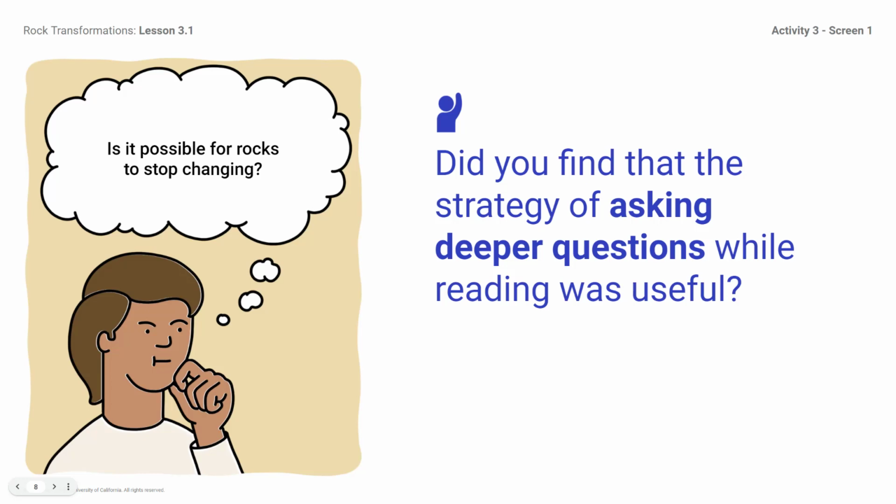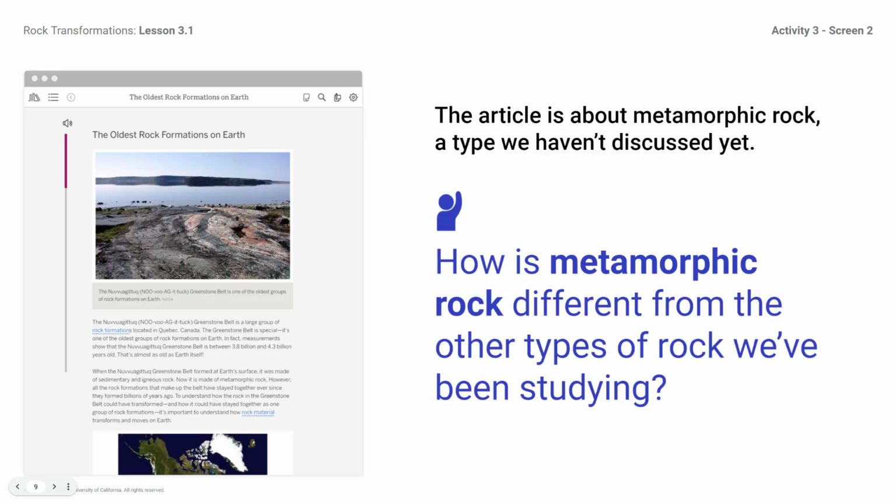Asking deeper questions can slow reading down and interfere with the flow of reading in some cases. But when reading difficult texts, such as science texts, it is often very important to employ this strategy. The article is about metamorphic rock, a type we haven't discussed yet. How is metamorphic rock different from the other types of rock we've been studying? You might respond, metamorphic rock is formed through a different process. It is transformed from igneous and sedimentary rocks by heat and pressure deep underground.